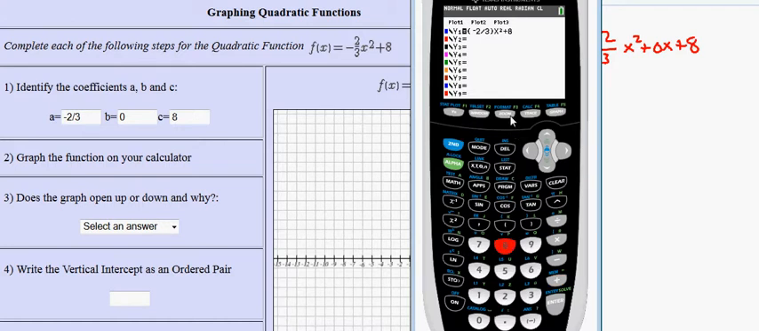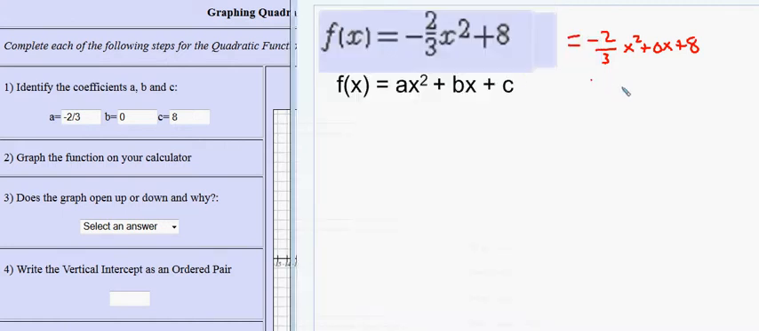And I'm going to hope this shows up in a standard window by pressing zoom and then selecting option 6, which is zoom standard. It gives me a graph between negative 10 and 10 on the x and the y axis. So there's my graph. It does open down, and the reason this always happens is as long as you have a negative a value. If you remember, our a was negative 2/3. It doesn't really matter that it was 2/3, it's just the fact that it was negative.